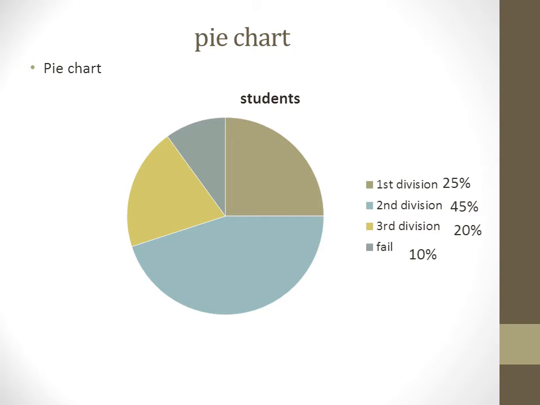So we are representing data by mainly three methods only: a bar graph, a pictograph and a pie chart.